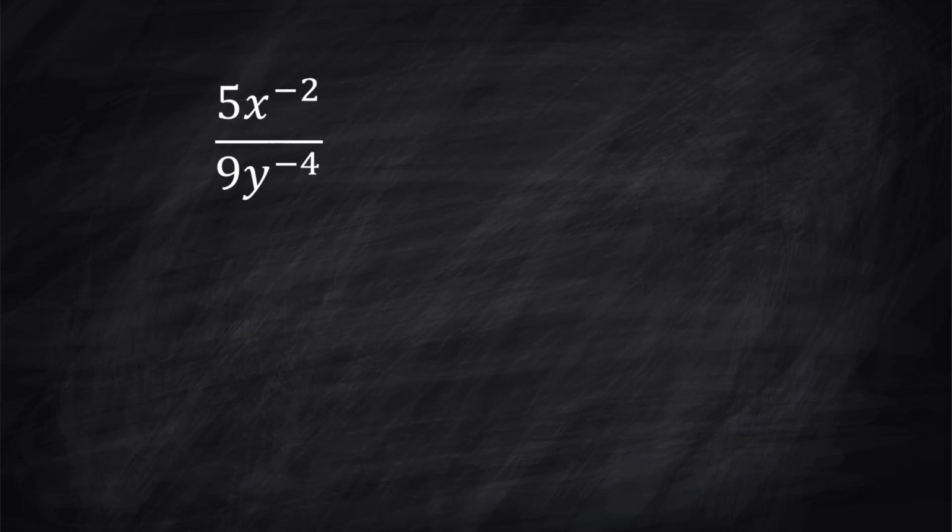This one's a little tricky in the sense that the negative 2 on the x is only on the x, it's not on the 5. Same thing is true down below. The negative 4 exponent is on the y, it is not on the 9. If the negative 2 is supposed to be on the entire term 5x, the 5x would have to be in parentheses. But since it's not, the 5 comes over as a number and the 9 comes over as a number, just as is, no changes.